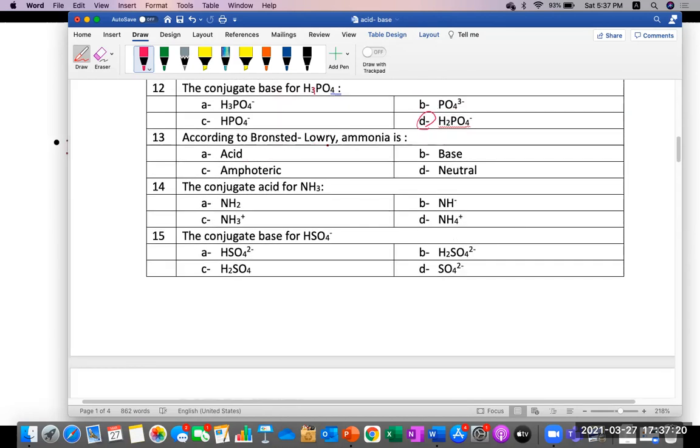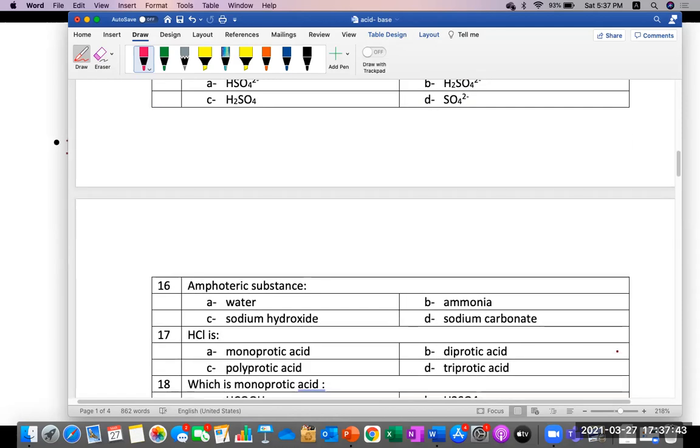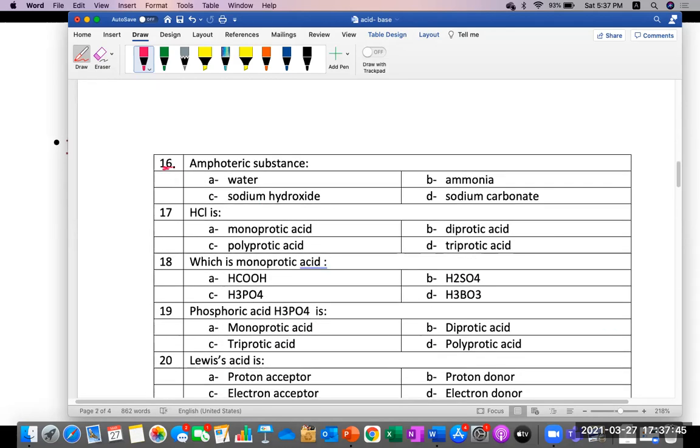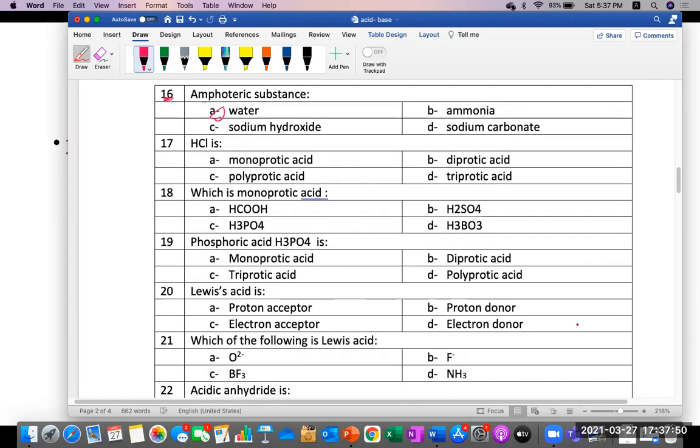According to Bronsted, ammonia is NH3. If you react this one with H2O, it will take hydrogen from H2O. So it will take hydrogen, which means this one is a base. The conjugate acid for NH3: to write the conjugate acid, we need to add hydrogen, so I will add one more hydrogen, so it will be NH4 plus. Amphoteric substances are like H2O and like Al(OH)3.